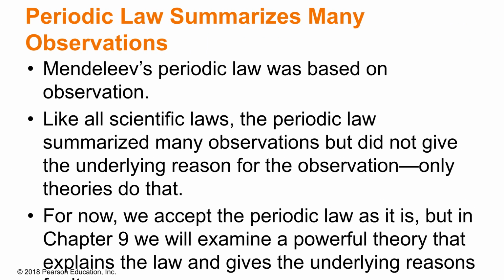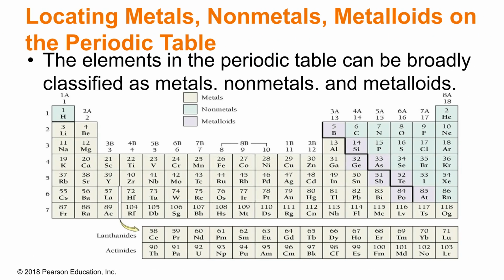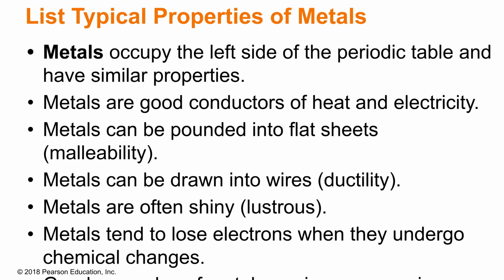Mendeleev's periodic law summarized observations of his time. While it described these patterns perfectly, we will look to a deeper theory in Chapter 9 to explain why they occur. Elements on the periodic table are broadly classified into three categories: metals, nonmetals, and metalloids. Metals, found on the left, are generally shiny, malleable, ductile, and good conductors of heat and electricity. They often lose electrons during chemical changes.